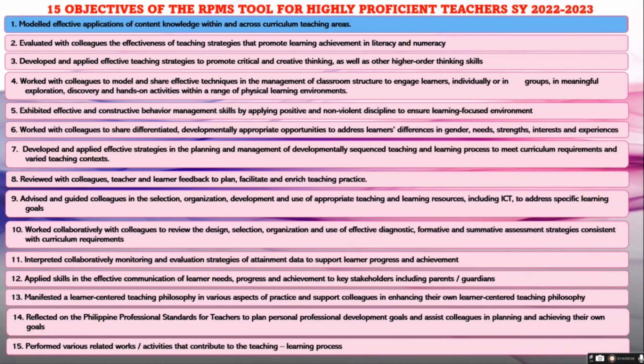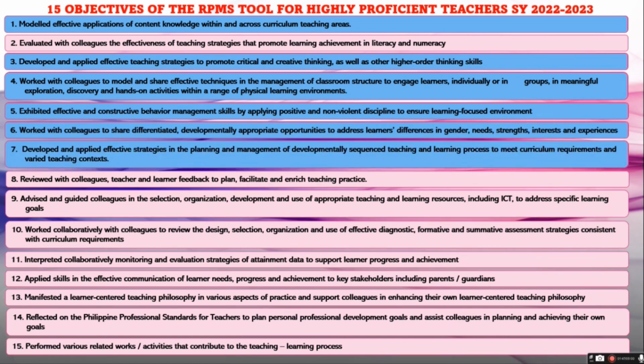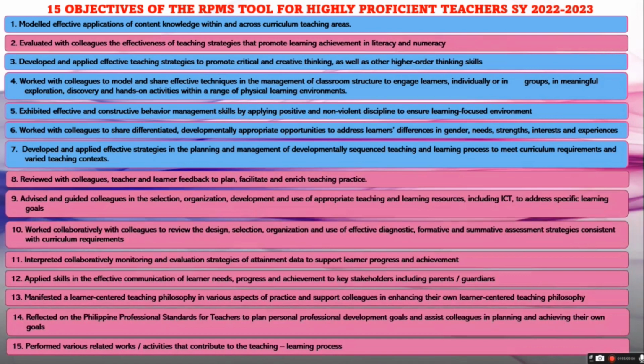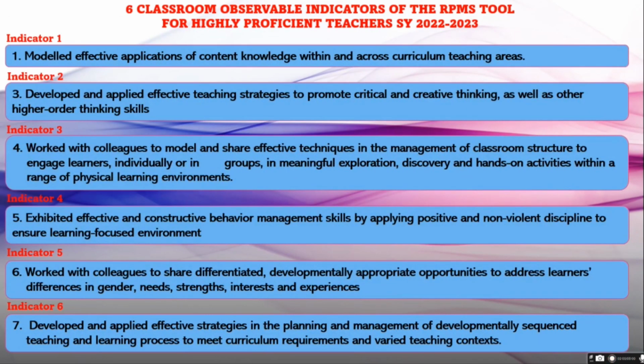So we have Objective 1, Objective 3, 4, 5, 6, and 7. Yan po ang lahat ng Classroom Observable Indicators for Highly Proficients for this school year. And all the rest are non-classroom observable indicators. So let us discuss first these 6 classroom observable indicators of the RPMS tool for Highly Proficient Teachers. Ito po ang makikita natin sa ating mga rating sheet or inter-observer agreement form. So these are the 6 indicators in the classroom observation tools.